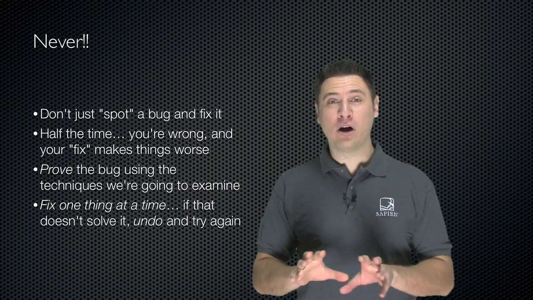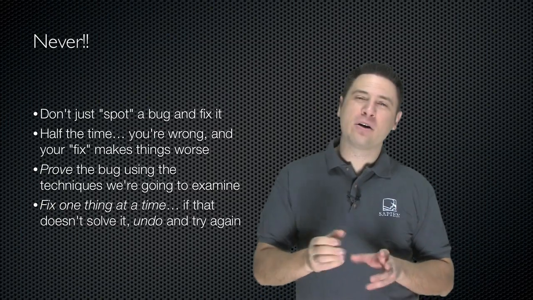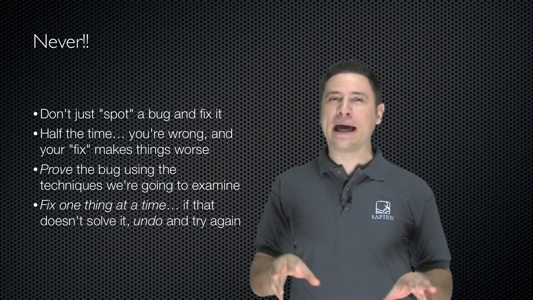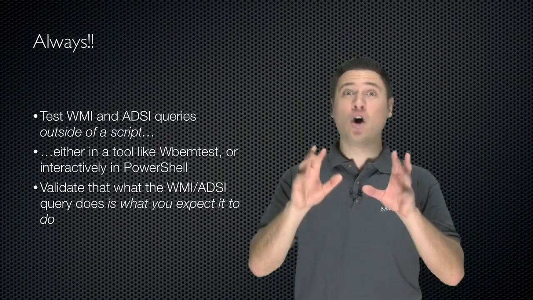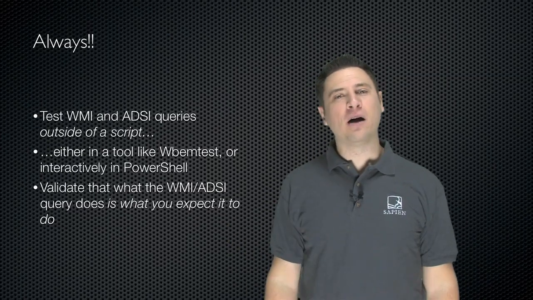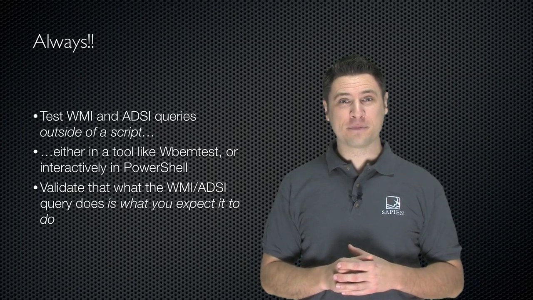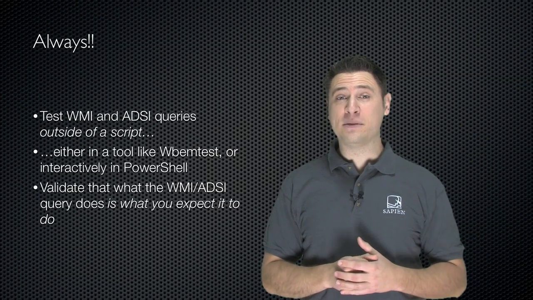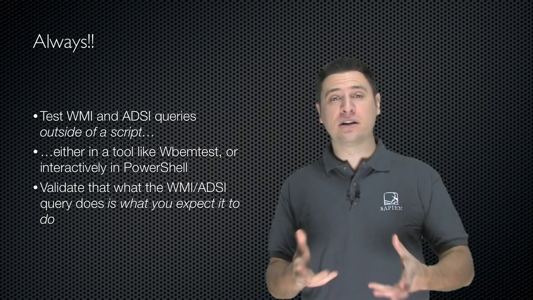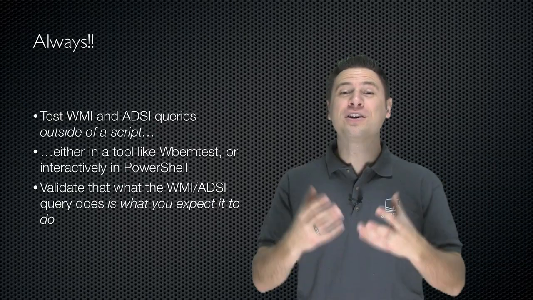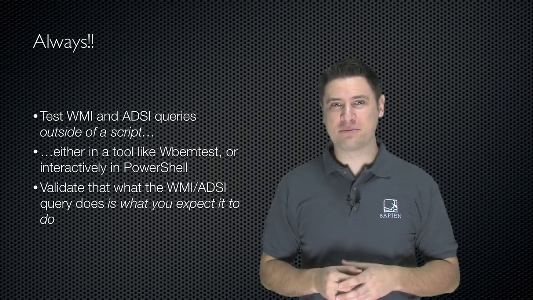If that doesn't fix the problem, put it back. That way you're not walking down this continually branching, ever more complicated path of madness. And always test your WMI and ADSI queries outside the context of a script. Use something like the WBEM test tool, or use PowerShell itself, just to test the WMI query. Make sure you're getting back the results you expect.